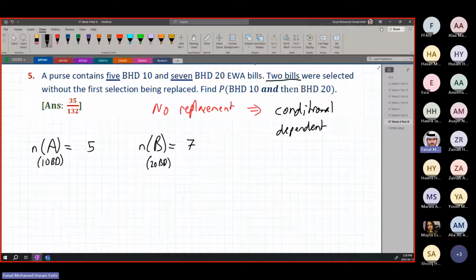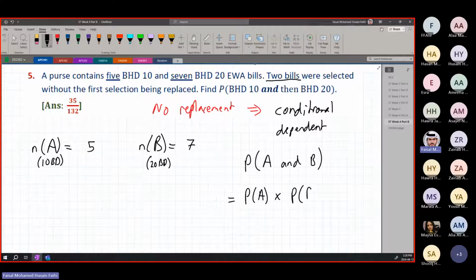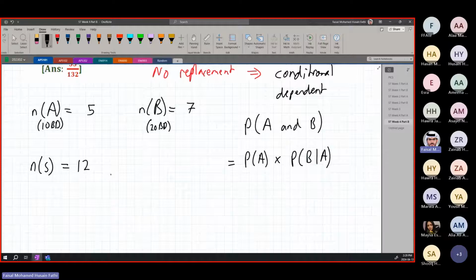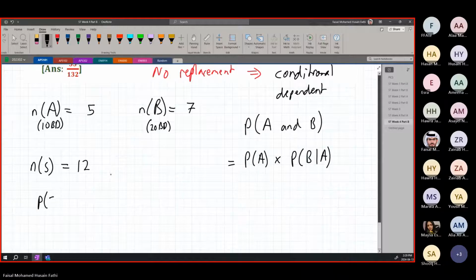Find P of, they want us to find P of the 10 BD, which is A, and the 20 BD, which is B. Now remember, since this is a conditional, this equation is going to be equal to P of A times P of B after A has occurred. So if we're going to find this out, we know that our N of the sample is equal to 5 plus 7, which is 12. The total number of bills is 12. And then we're going to look at each one separately. So P of A is going to be equal to 5/12.